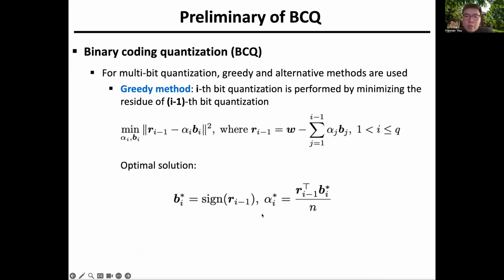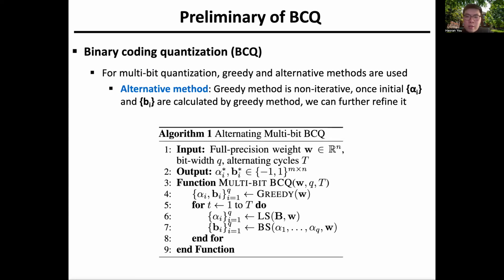However, for multi-bit quantization, there is no analytical solution. Current state-of-the-art optimization approaches adopt greedy methods and alternating methods. For the greedy method, the idea is that the i-th bit quantization is performed by minimizing the residue of the (i-1)-bit quantization. So once we have an initial bit solution, we can use the remaining bits to gradually minimize the remaining errors. The alternating method goes one step further than the greedy one. It leverages greedy methods to initialize alpha and B, and then iteratively updates them to minimize the quantization error.